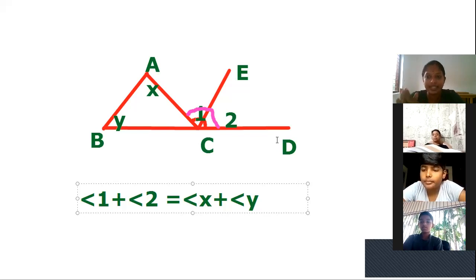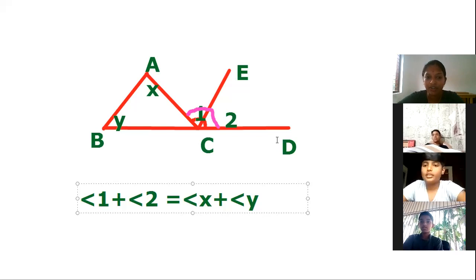The exterior angle is equal to the sum of its opposite interior angles. That is here, the exterior angle is angle C. That is angle 1 plus angle 2, which is the exterior angle. And which are the opposite interior angles? Opposite interior angles are A and B. And angle A is considered as X degree and angle B is considered as Y degree.